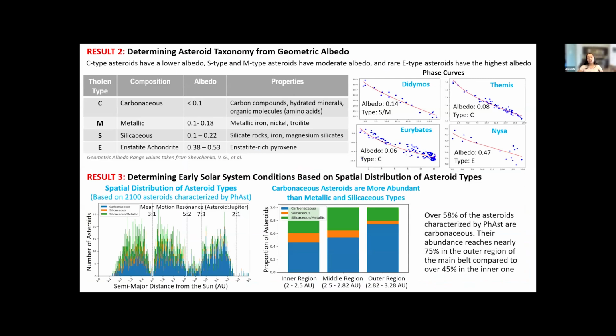Since asteroids are not internally differentiated, using the geometric albedo of the asteroid, I could find its composition. Using this, I was able to find the composition of 2,100 asteroids and plotted it with their semi-major axis to understand more about early solar system conditions. I found out that over 58% of asteroids in our solar system were carbonaceous, going up to 75% in the outer main belt, showing that these asteroids were likely formed in the cool, volatile regions of our solar system.